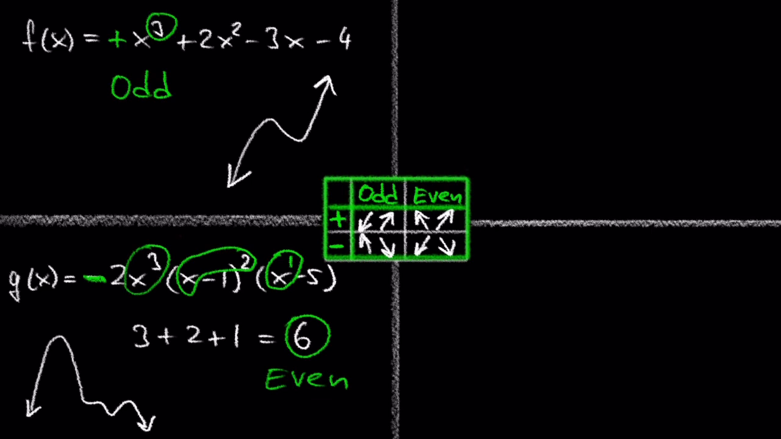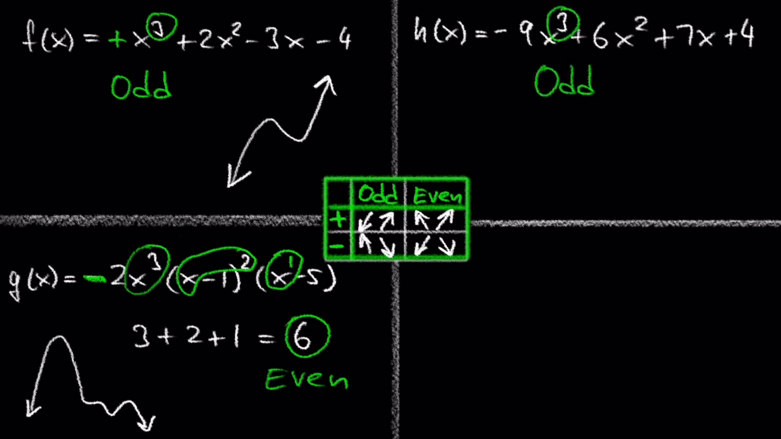What about h of x equals the negative of 9x cubed plus 6x squared plus 7x plus 4? The degree of h is 3, which is odd. Odd degree polynomial functions have graphs with opposite behavior at each end. The leading coefficient is -9, which is negative. So the graph rises to the left and falls to the right.